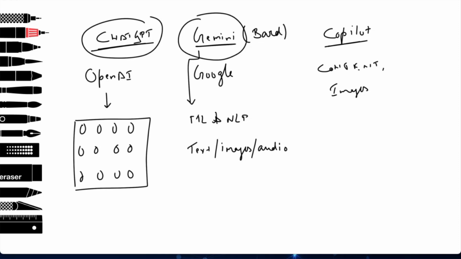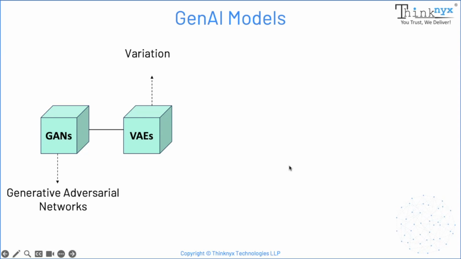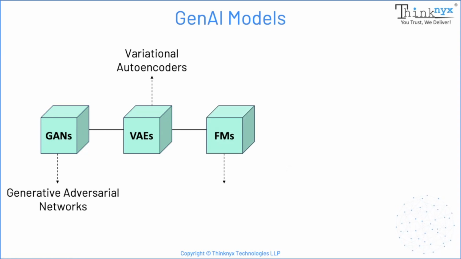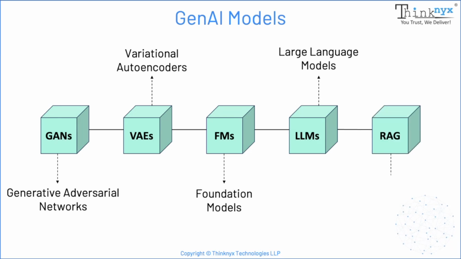Right? Let us come back and check this here. So we have GANs, we have variational autoencoders, which is called VAEs. We have foundational models. We have large language models. And we have finally RAG, which is retrieval augmented generation. These are generative AI models.